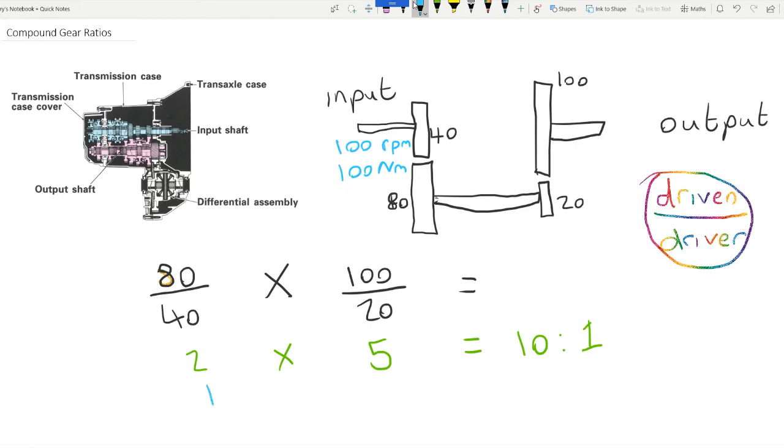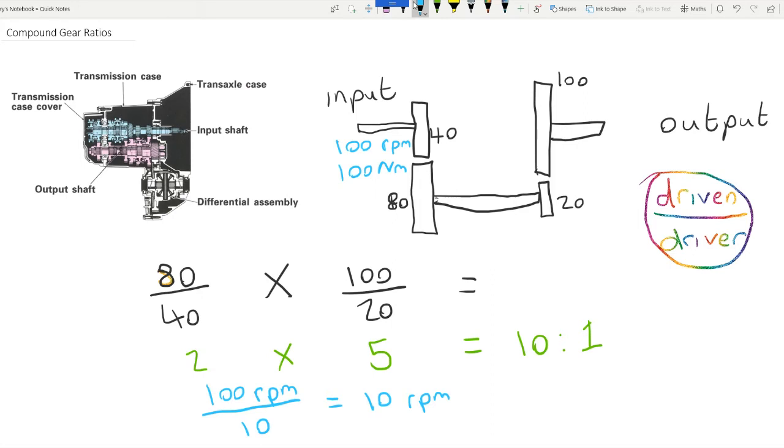So 100 RPM divided by that ratio of 10 equals 10 RPM. Now obviously a real car is going to be doing probably at least 1000 RPM when you're setting off.